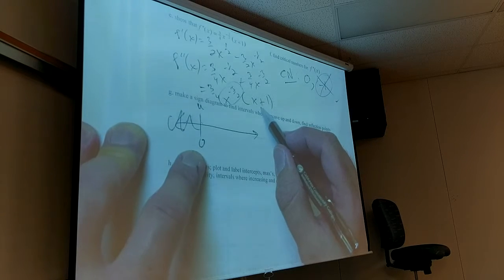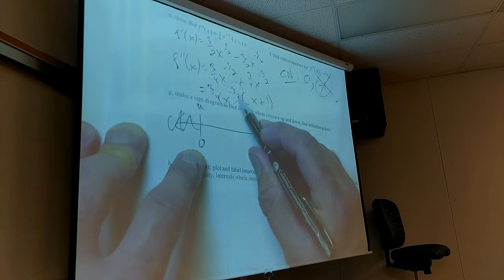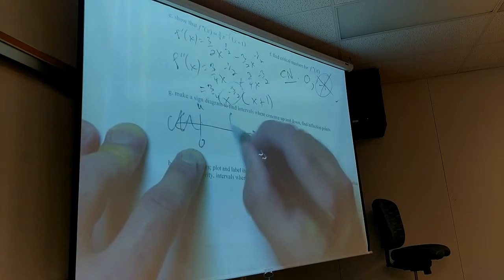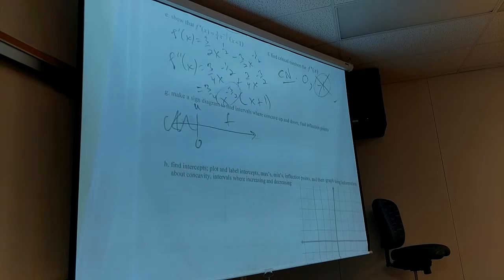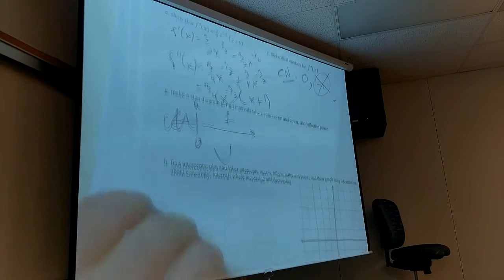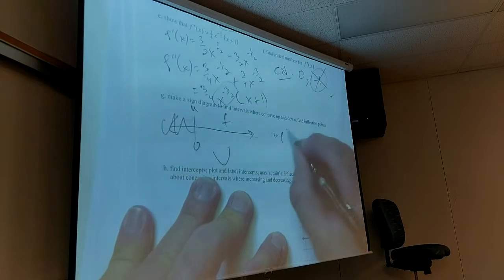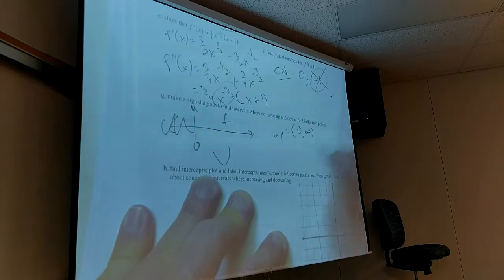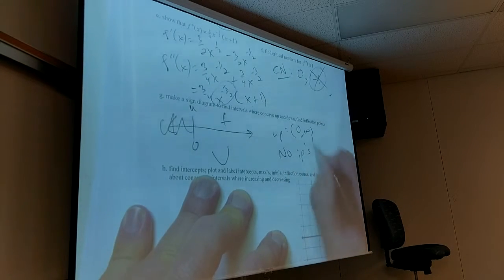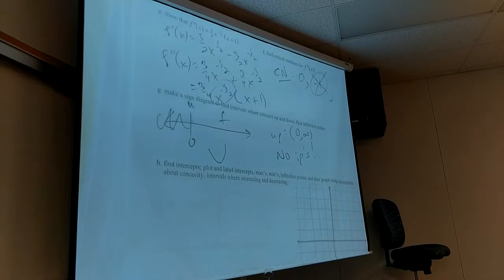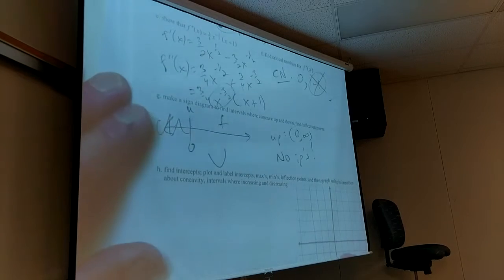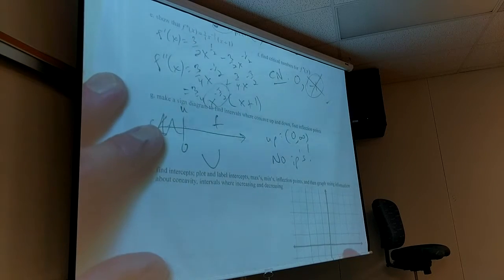Put in 1. 1 to the anything is 1 times 2, which is positive. So it's always concave up. It's always happy. Weird little thing. So it's up from 0 to infinity, no inflection points. We kind of knew from the beginning this was going to look a little weird. It's got all those radicals in there.